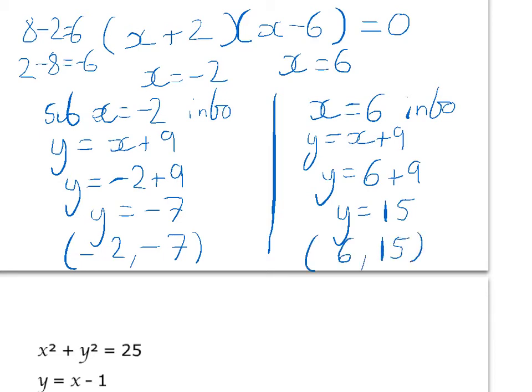Now remember, we could check these two solutions by trying them in the other equation. Right, that's the first two questions on your homework.